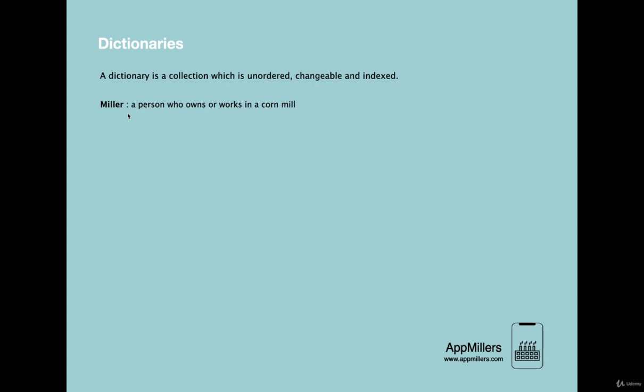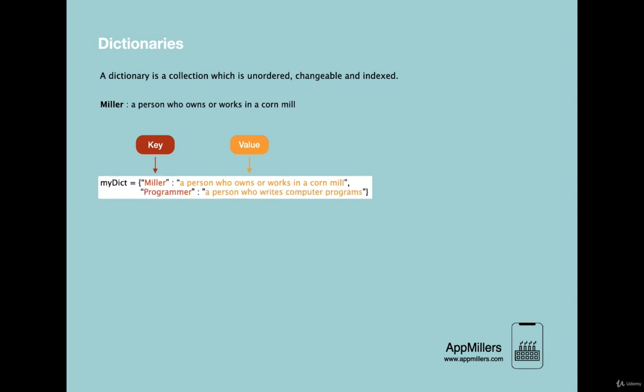There is a similar concept in Python in which we can express the preceding dictionary entry like this, where a key is a word from a real dictionary and the value is a combining explanation. And you can create a dictionary and put in more than one of these key value pairs. So in our case, we have two key value pairs over here. The first one is miller, then we have explanation, and the second one is programmer, then we have explanation.